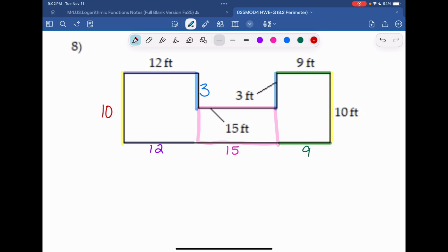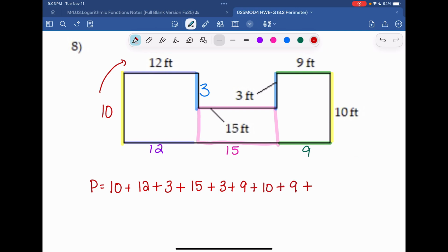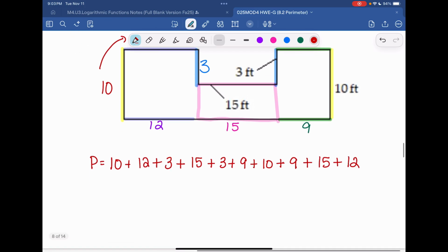And we can solve for our perimeter. So perimeter, I've got 10. I'm just going to work my way from here and go around. Plus 12, plus 3, plus 15, plus 3, 9, 10. Now I'm down here at the bottom, so 9 again, 15 again, and 12 again. And when I add all those together, it gives me a total of 98 feet.